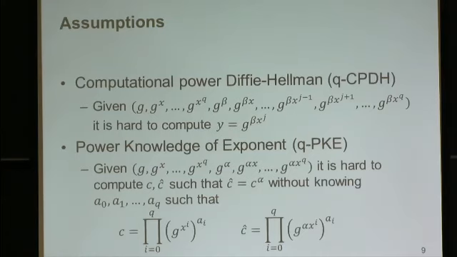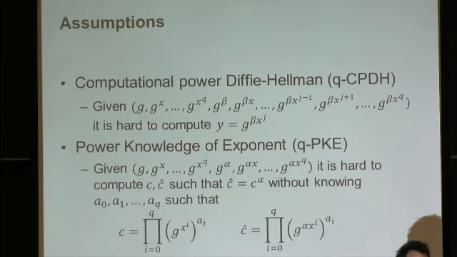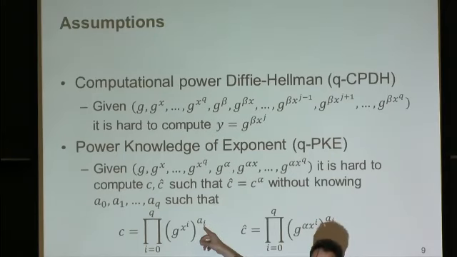What this assumption says is that if we have g^x up to g^(x^q), and we have the same things raised to α, so g^(αx) up to g^(αx^q), and the adversary computes two group elements, c and ĉ, such that ĉ is equal to c^α, then there's only one way the adversary could do that: basically taking these group elements and raising them to some known a_i's.